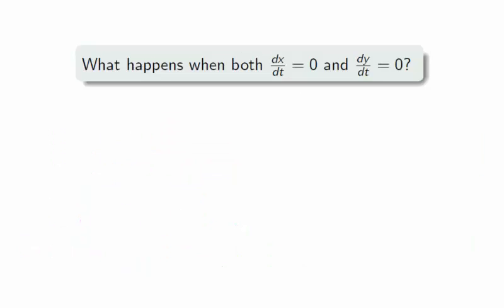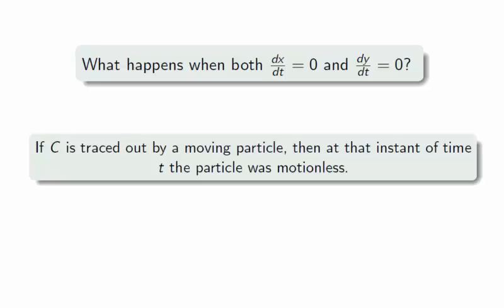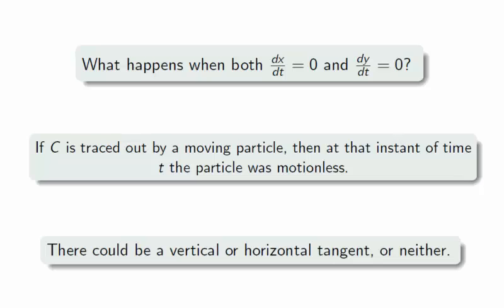What happens when both dx/dt equals 0 and dy/dt equals 0? Then there is no rate of change happening in either the x direction or the y direction. You should think of this as a stationary point. If C is traced out by a moving particle, then at that instant of time t, the particle was motionless. It may have paused to change direction. So here, there could be a vertical or horizontal tangent, or neither. This case usually demands further investigation.